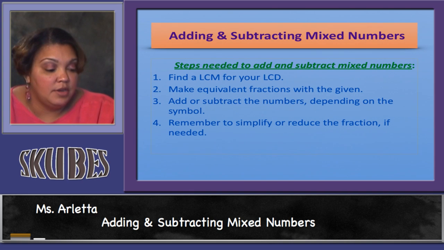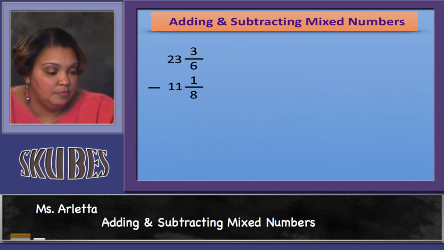The 4 steps that are needed are: 1. Find a least common multiple for your least common denominator. The second step, make equivalent fractions with the given numbers. Next, you will add or subtract the numbers, depending on if it's a plus symbol or a minus symbol. And last but not least, always remember to simplify or reduce your fraction in your answer, if it's needed.